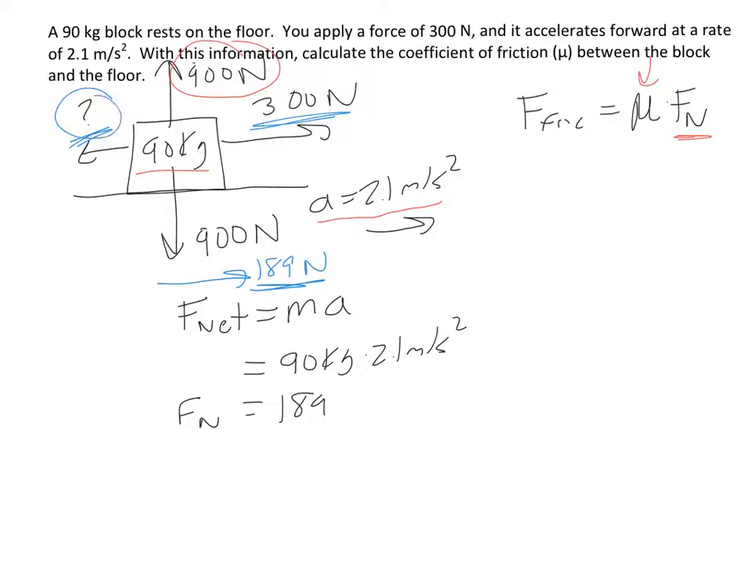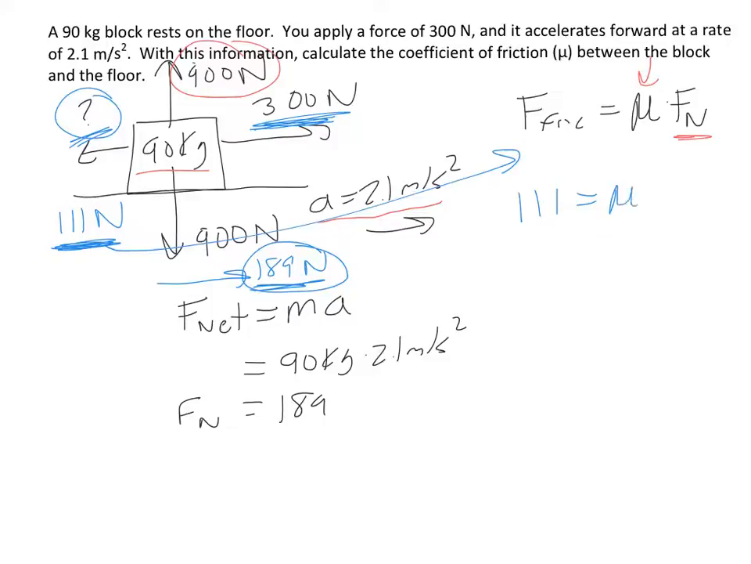So what is the force of friction that will accomplish this? So it's basically the difference between 300 and 189. So if I take that difference, I get 111 newtons. So 111 newtons opposes the 300 newtons, giving you a net force of 189. So now I can take this force of friction and plug it into this equation. 111 newtons is the force of friction.